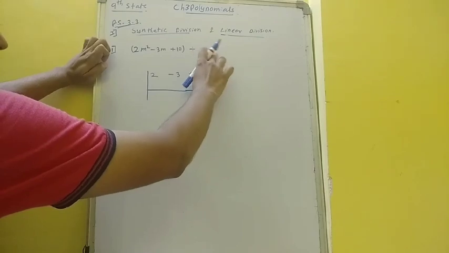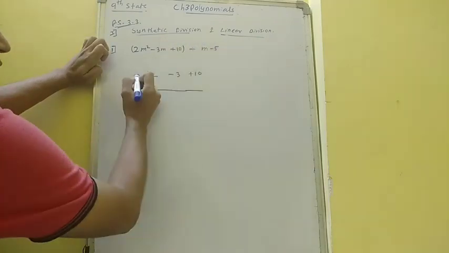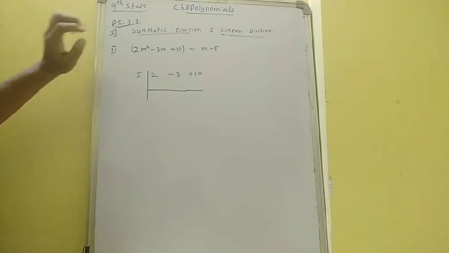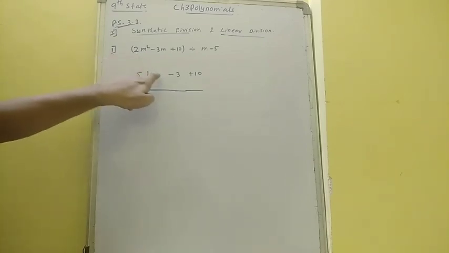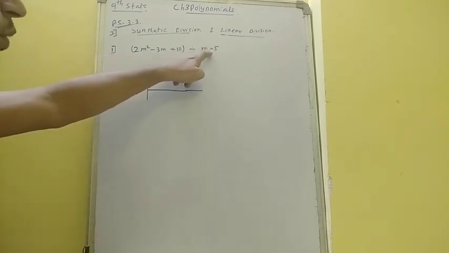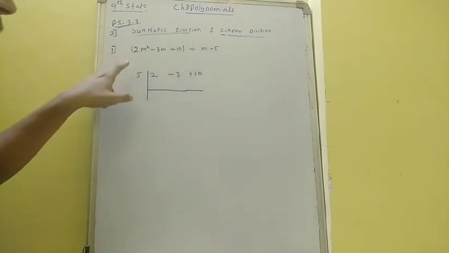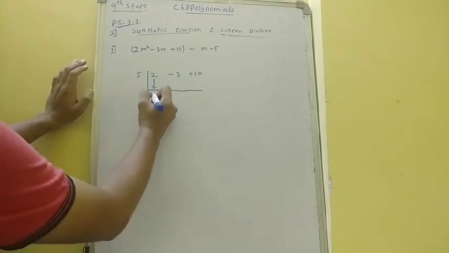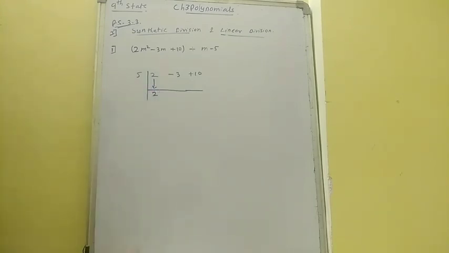Then you are dividing by x minus 5. So write over here the opposite of it, that is plus 5. Okay, so the first two steps are writing in the coefficient form and writing the opposite of this. Minus 5 will be plus 5. And the very first step will be 2 as it is. Okay, now let's start.